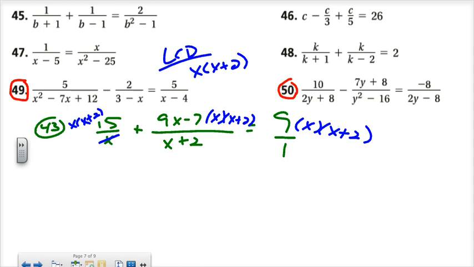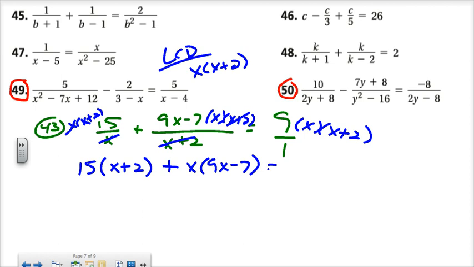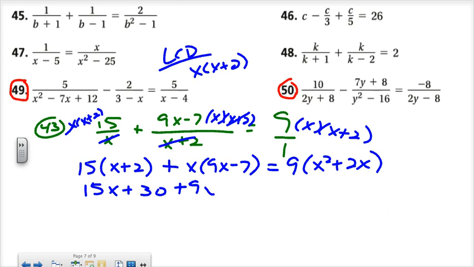So we need to multiply each of our fractions here by x times the quantity (x plus 2). And in the first fraction, our x's will drop out, and we will get 15 times (x plus 2). In the second one, the x plus 2's will cancel out, and we'll get x times (9x minus 7). And the last one, we're not going to get anything to drop out. So we're going to need to take 9, I will distribute the x right now, times x squared plus 2x. So let's see what happens with the math here. Distributing, we get 15x plus 30 plus 9x squared minus 7x equals 9x squared plus 18x.